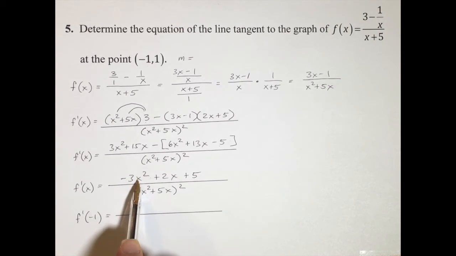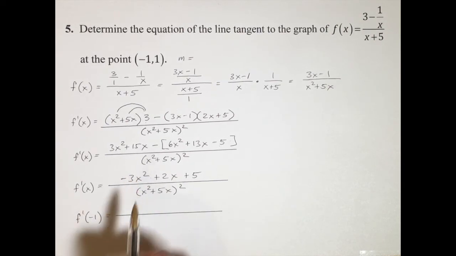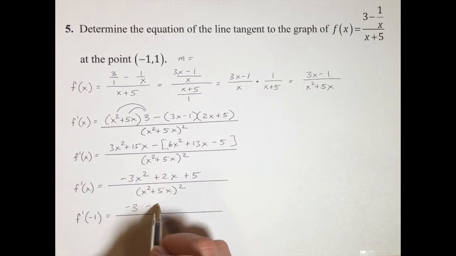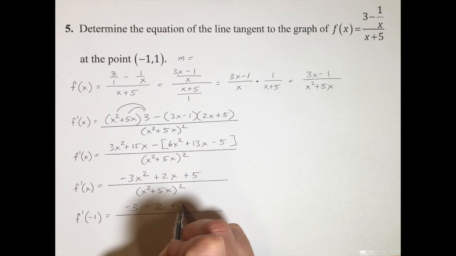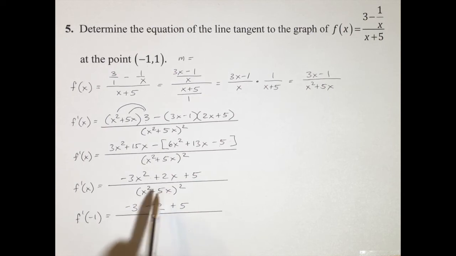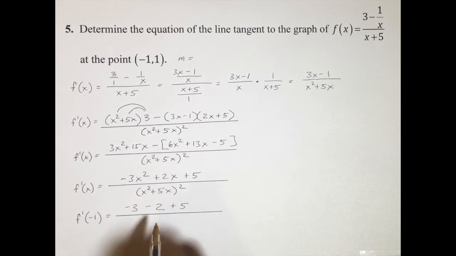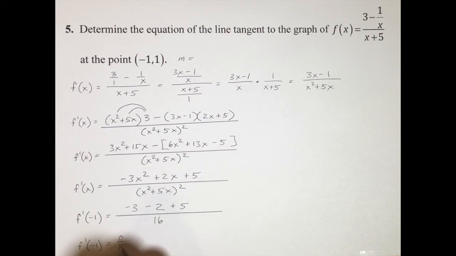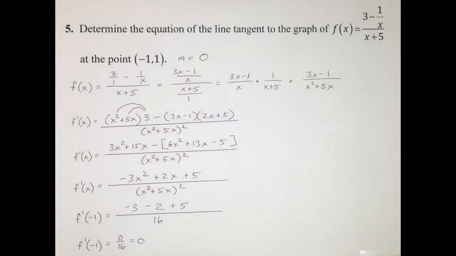Well, negative 1 squared is positive 1, and negative 3 times positive 1 is negative 3. Plus 2 times negative 1 is negative 2, and then plus 5. In the denominator, I have negative 1 squared, or positive 1, plus 5 times negative 1. Well, 1 minus 5 is negative 4, and negative 4 squared is 16. Negative 3 minus 2 is negative 5, and negative 5 plus 5 is 0. Well, 0 divided by 16 is 0. I now know the slope of my line is 0.